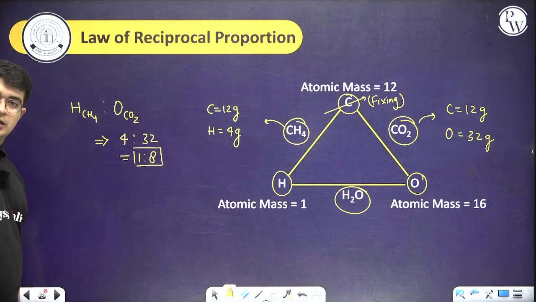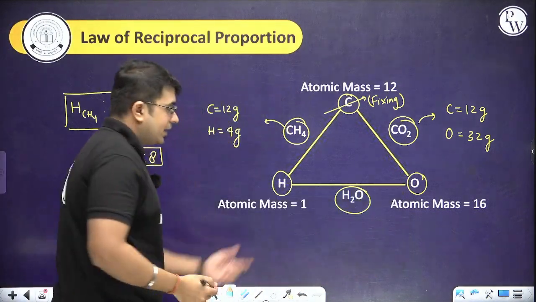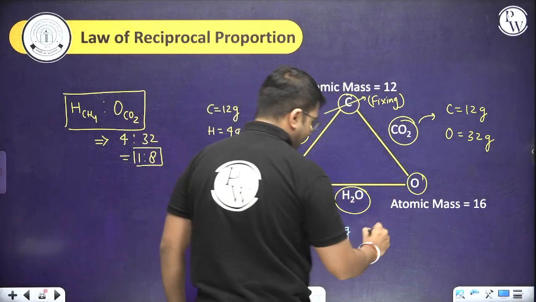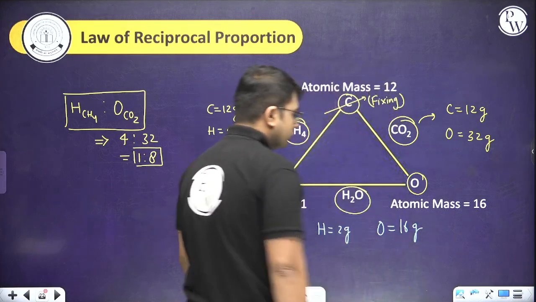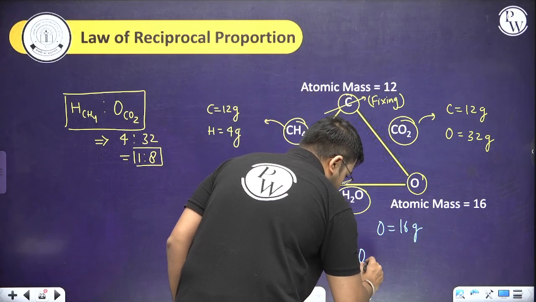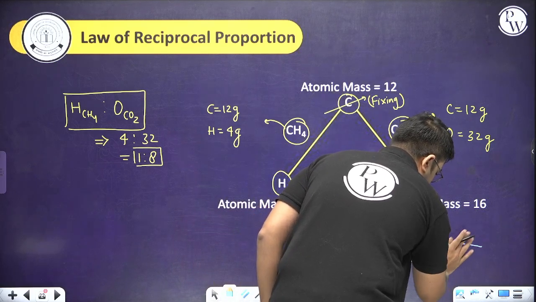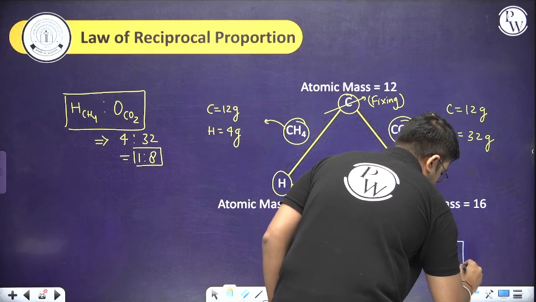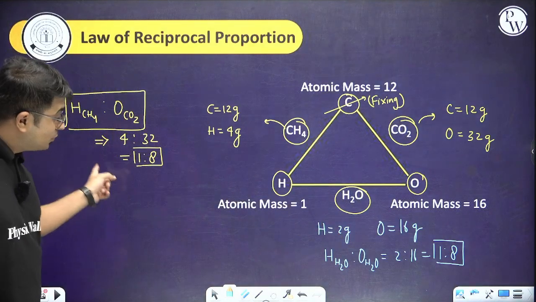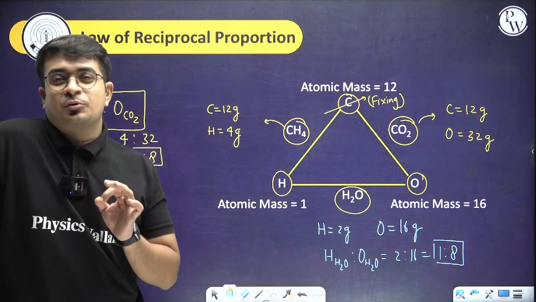This is the first ratio. Now, when they are combining together, you are talking about hydrogen which is 2 gram in water and oxygen which is 16 gram in water. Now just look at their ratio. Hydrogen in H2O is to oxygen in H2O. This is 2 is to 16, that is again 1 is to 8. Now look at the ratio. This ratio when they are combining directly, and this ratio when they are combining indirectly, both are same. That is the basic idea of your law of reciprocal proportions.